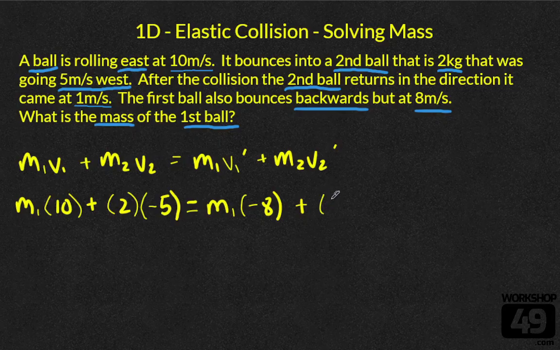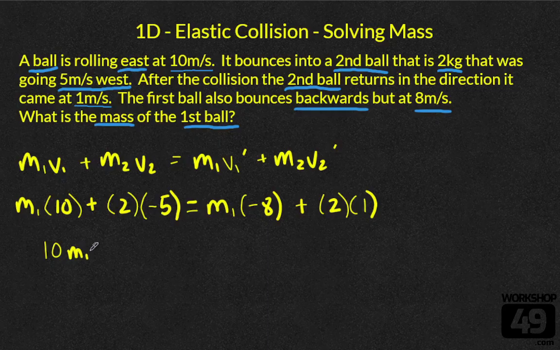m2 is still the mass of our second ball. It returned in the direction it came at 1 meter per second. The second ball was going negative. If it bounced backwards, that is now a positive. The hardest part of these questions is making sure that you have all of your numbers filled in correctly, because once you've done this, watch how tidy this gets.